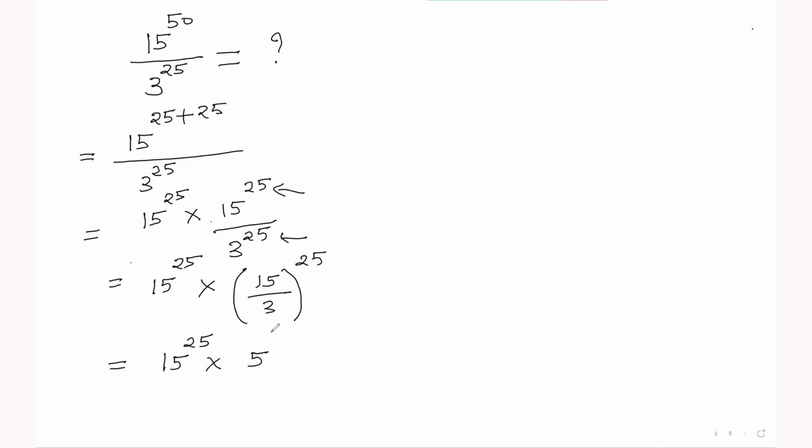So 5 power 25. Now, I do have power 25 here. I do have power 25 here as well. So I do have the same power. Because I have the same power, what I can do is I can put down 15 times 5 together and everything power 25, I can write it down. And now 15 times 5 is 75. So that is 75 power 25.